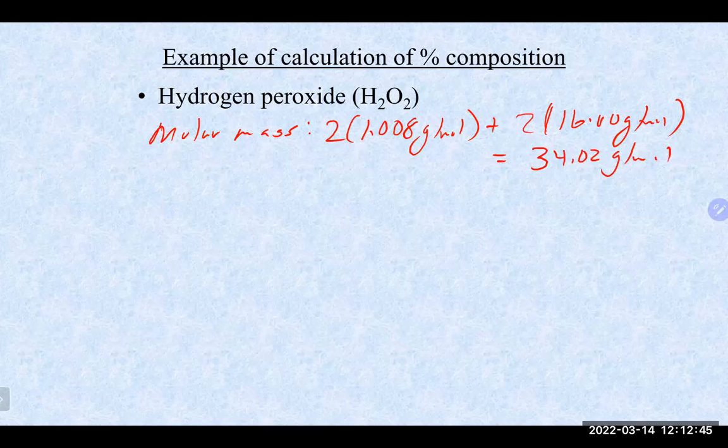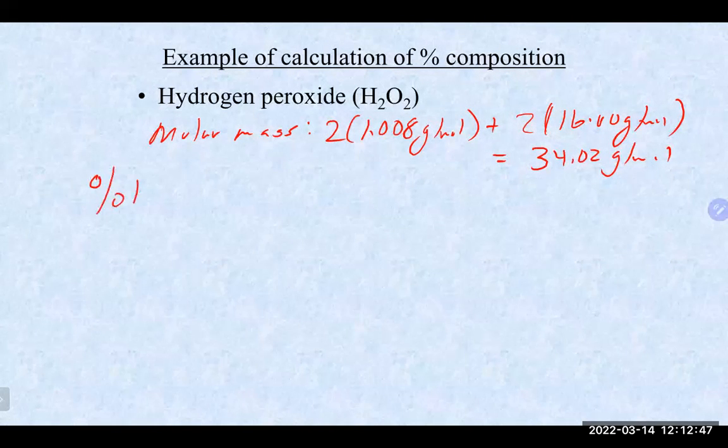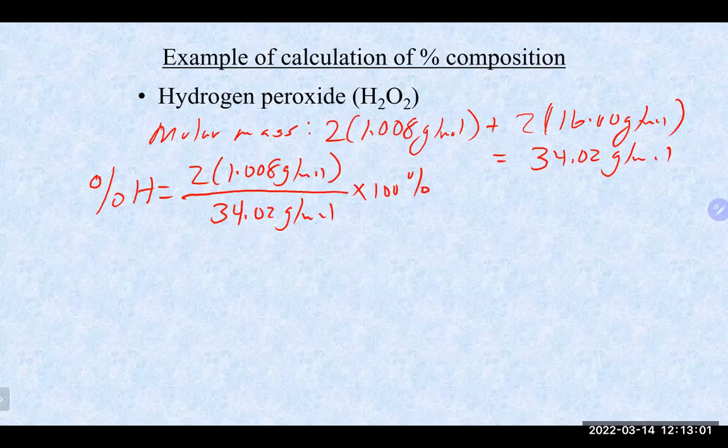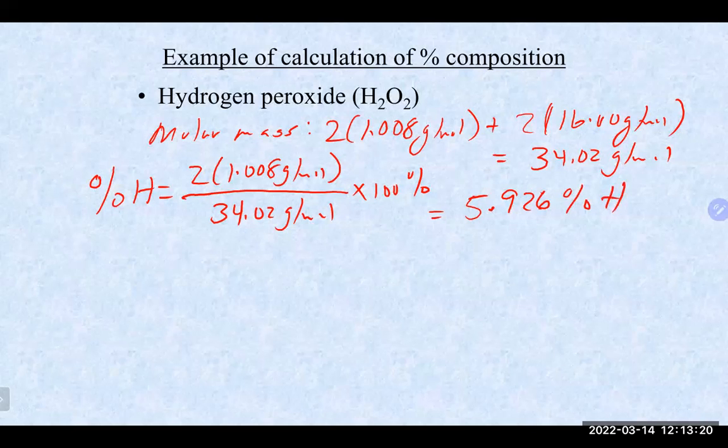So if we wanted the percentage of hydrogen here, it would be 2 times 1.008 divided by the molar mass of the entire compound times 100%. And if we do that, we end up with 5.926% hydrogen. And obviously we could calculate the percent of oxygen the same way.